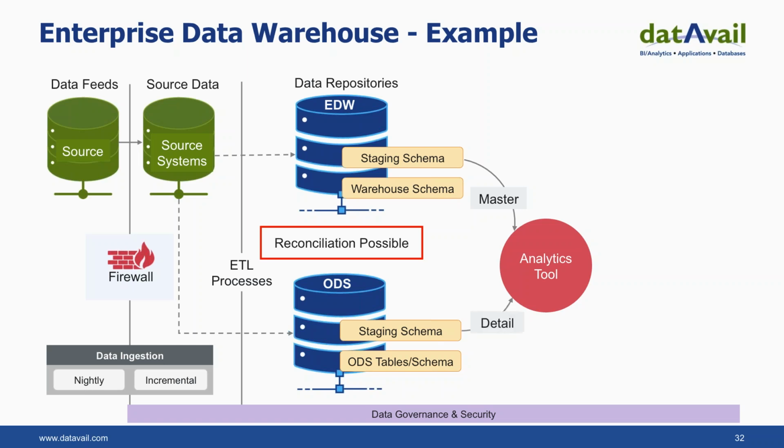And then also, you're able to get to the detailed data. So we showed the drill down example from the profit and loss statement earlier. That is possible using this type of approach to an enterprise data warehouse. Once again, that gives us reconciliation capability, even so much that you can automate that reconciliation process.